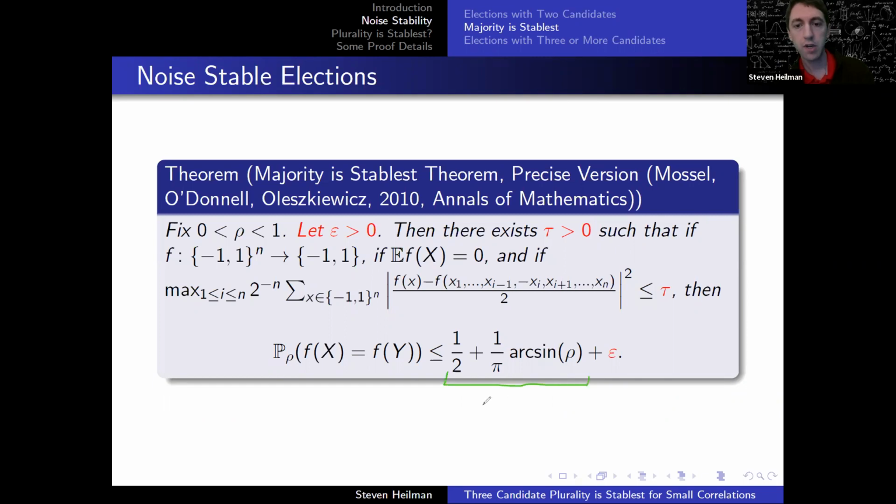This quantity here is, let's see if I can write it in text. That's the limit as n goes to infinity. Yeah, so this quantity written here, it's the limit as n goes to infinity of this probability, the quantity on the left when f is the majority function.